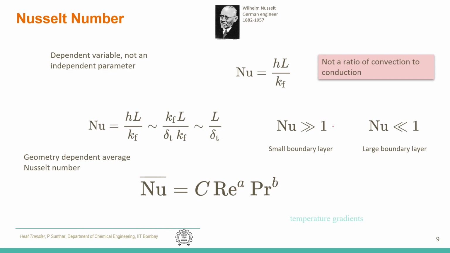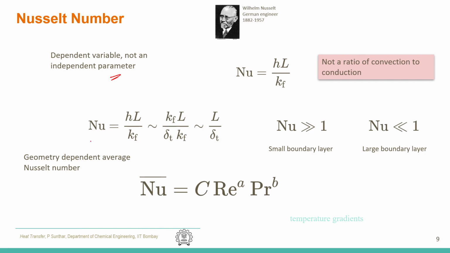Then we have this Nusselt's number. So Nusselt's number is the ratio of hL upon k, but you cannot define it as a ratio of convection to conduction. It is basically a parameter to judge the temperature gradient. So this will be equivalent to the temperature gradient across any geometry. So this Nusselt's number is a dependent variable, not an independent variable.